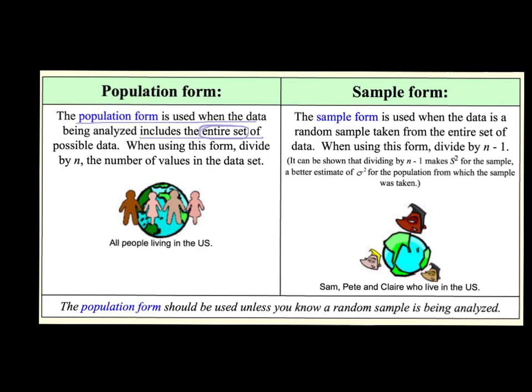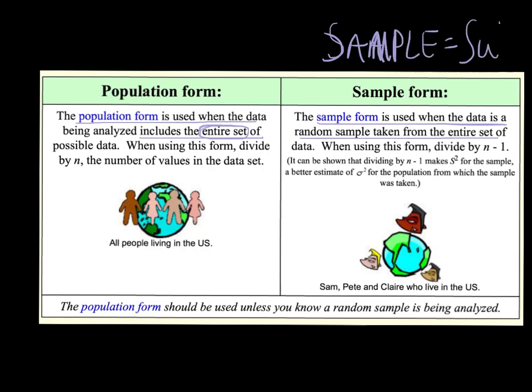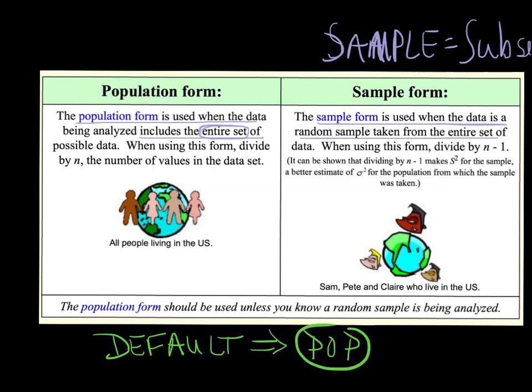Then we come over here. A sample form is used when the data is a random sample taken from an entire set. So it's kind of like a subset. Think of a sample as a subset, whereas the population represents the entire set. One more quick note: by default, use population form. We're going to use population probably 95% of the time.